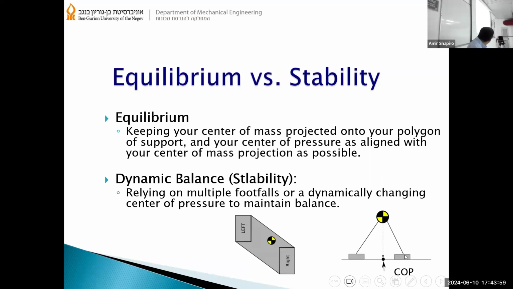This is from top view and this is from side view. You see that the support polygon is actually all this area and the center of mass must be above it.